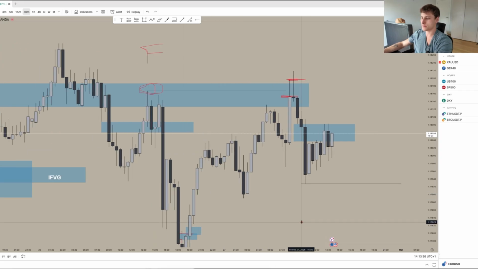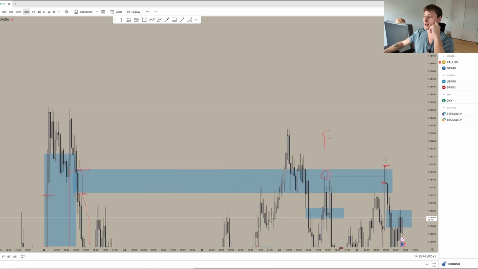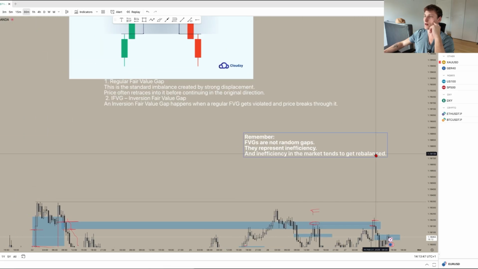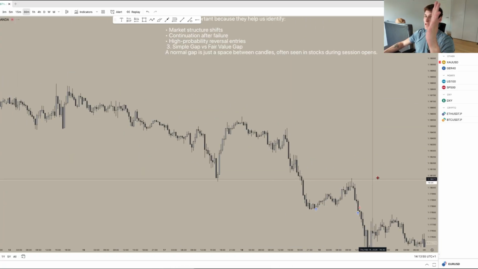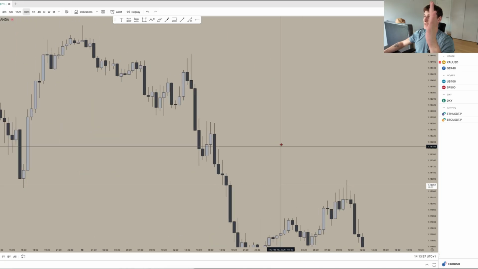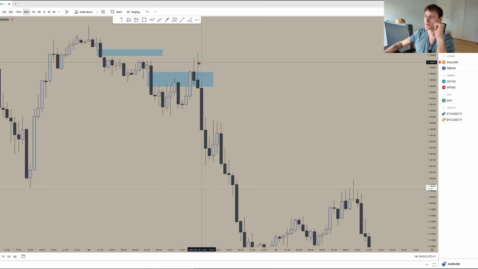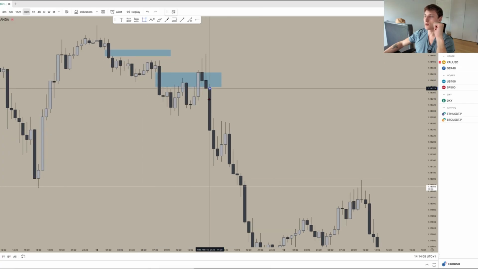As you remember, as we spoke now, a regular fair value gap is a standard imbalance created by strong displacement. Strong displacement brings us to some new short narrative. Boom, displacement, test of this displacement, boom, one more displacement. So when the market goes short or long with a strong narrative, that always brings us to the imbalances.